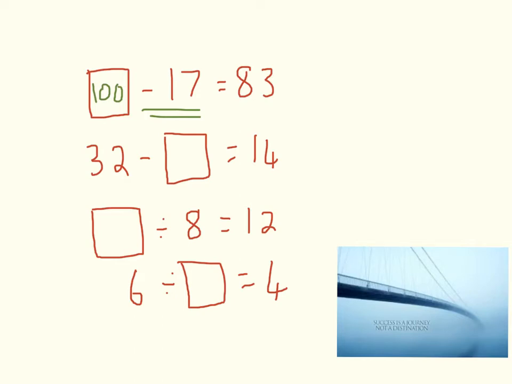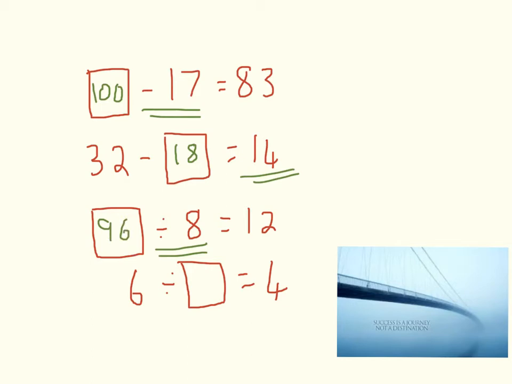Whereas in the second example, 32 subtract a number makes 14. That means the difference between 32 and this number must be 14. In effect, I have to do 32 take 14 to get my answer, 18. Now, on the third example, again, I'll need to do the inverse. What must that number have been before I divided by 8 to get to 12? Well, it must have been 96. I have to do 8 times 12.